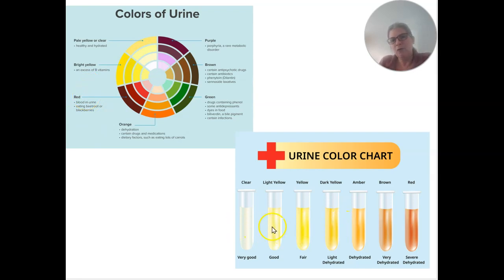It's usually some form of yellow. The lighter it is, the better. That means it's more watery. As it gets darker and darker, it has less water, so you're much more dehydrated if it's like a darker yellow. And then some of the other colors can indicate issues with the liver, but we're not going to get into it to that level.